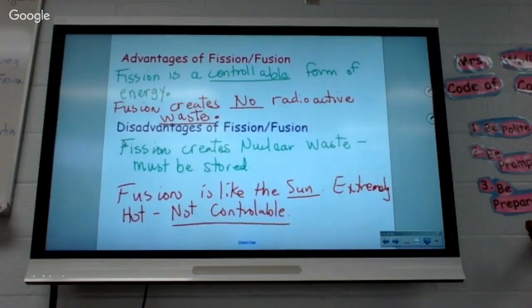Now, we could use nuclear fission to create nuclear fusion, but it would melt everything in its path. It is a bad idea. So we can't use that to create any type of energy or harness it in any kind of way that's useful right now.